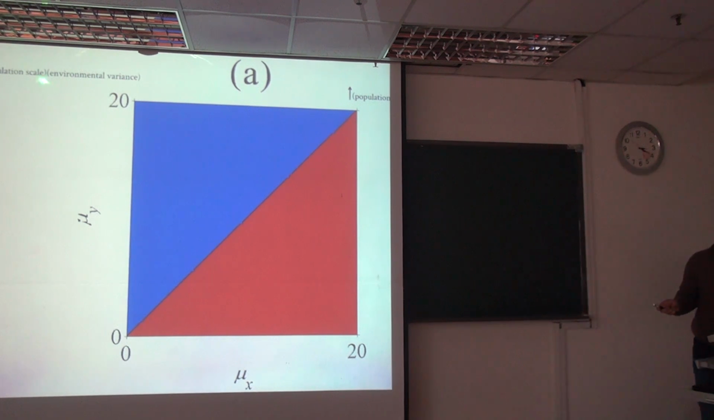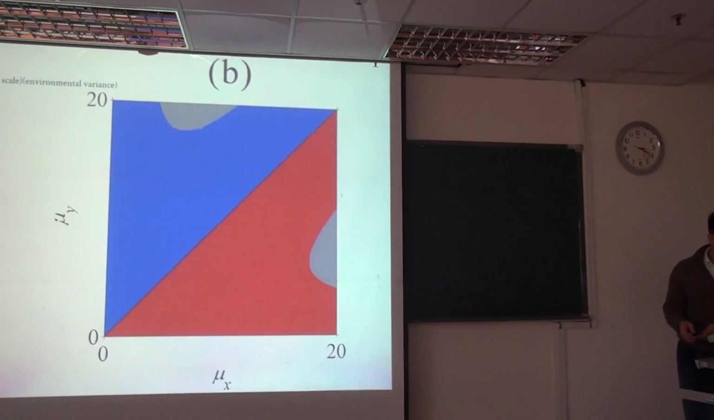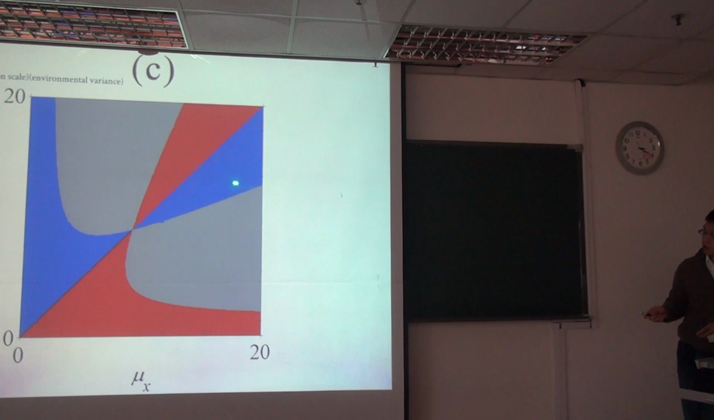What does that mean? It means that when that control parameter is small, that is when the population scale is small, or when the environmental variance is small, then you plot mu x versus mu y, and you denote X wins by here, and Y wins by blue. So that means that I want to be fast, right? Because being fast wins the competition. But when you increase that control parameter, you start to see one unstable fixed point, and then you increase it further, then it reverses, where you want to be slow in this region, because here mu x is greater than mu y, but Y wins.